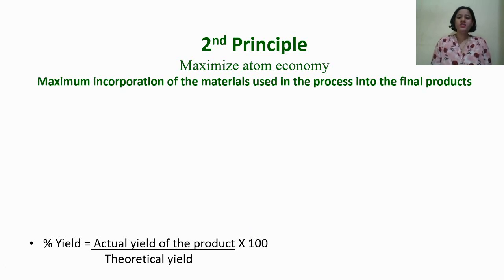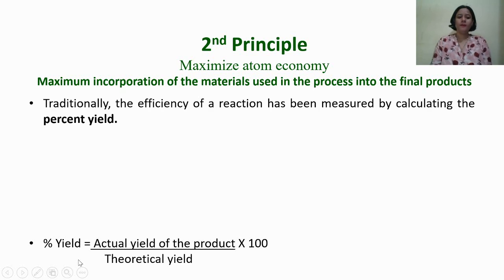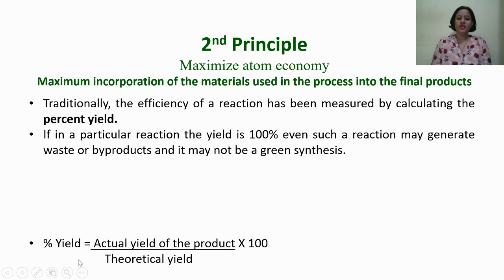So, whenever there is a reaction, reactants are converted into product, and the amount of product formed, we quantitatively assess using yield. So, yield is defined as actual yield of the product divided by theoretical yield into 100. If this value is high, we say it is a good method. So, traditionally, the efficiency of a reaction is measured by calculating percentage yield.